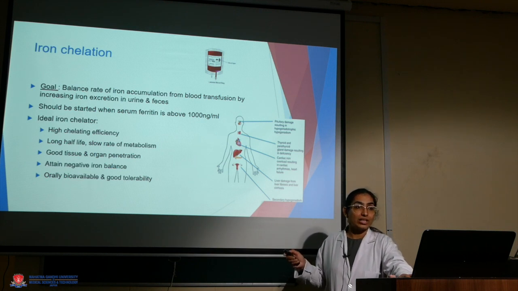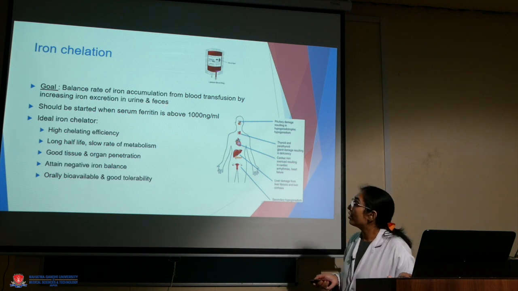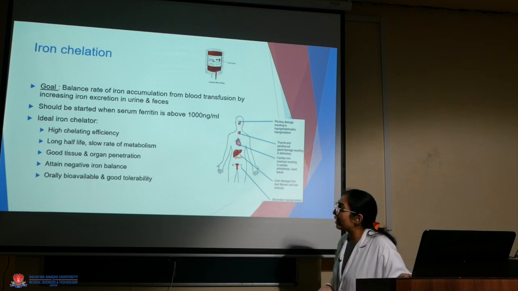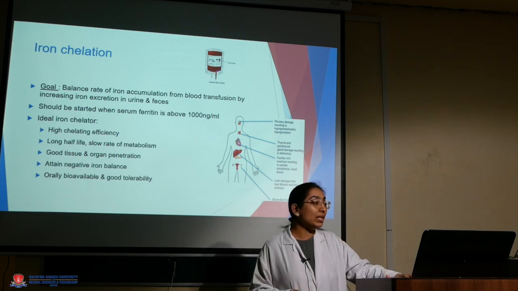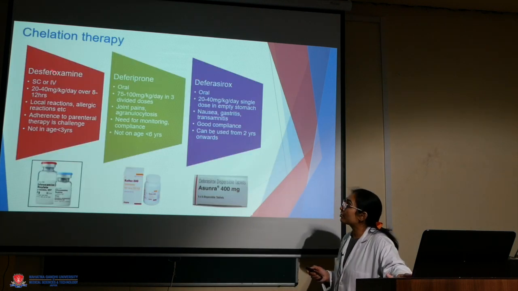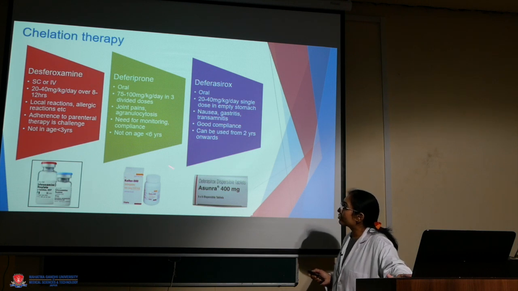In chelation therapy, the goal is to balance the iron which is accumulating with each blood transfusion. So you have to choose an ideal chelator which has high chelating efficiency, long half-life, good tissue penetration, and one which is orally bioavailable and can attain negative iron balance. For chelation therapy, we have three options: desferoxamine, which is IV or subcutaneous; deferiprone, which is oral, given thrice a day; and deferasirox, which is given orally once a day. So these are the three types of drugs which are in use.